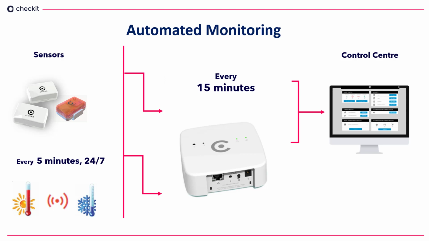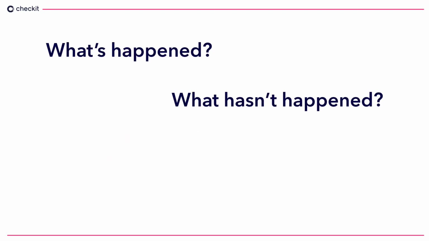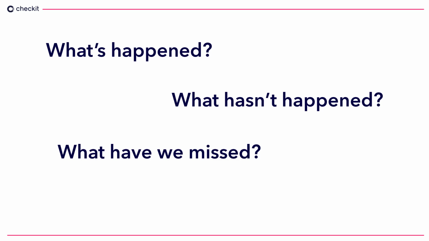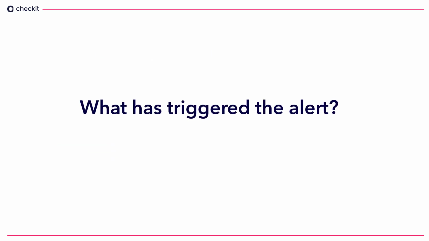So now we know what Checkit does. Now we need to know why it's sending us alerts. When we get alerts, we're getting them because there's a problem with something. But what is it that has happened, or perhaps hasn't happened? What have we missed? What needs to be done? What is it that's triggered the alert? Let's talk first about the alerts that are generated from work management.